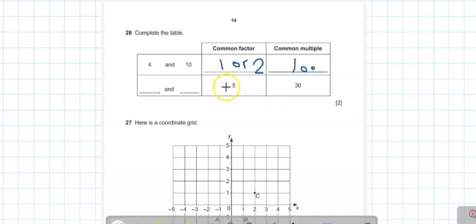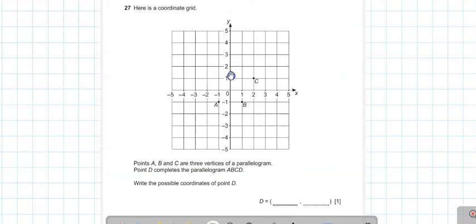Here we need two numbers with common factor 5 and the common multiple 30. I can use 5 and 30. This is the fastest one. I can use, for example, 15 and 30, 10 and 30, 5 and 5, or 30 and 30, maybe. Okay. Let's see the next.